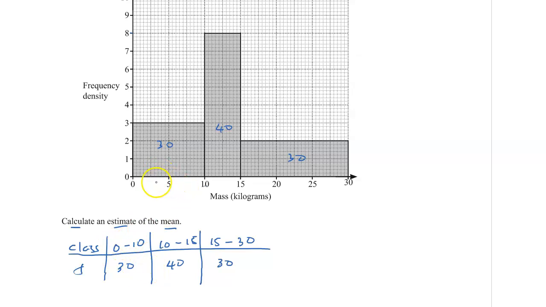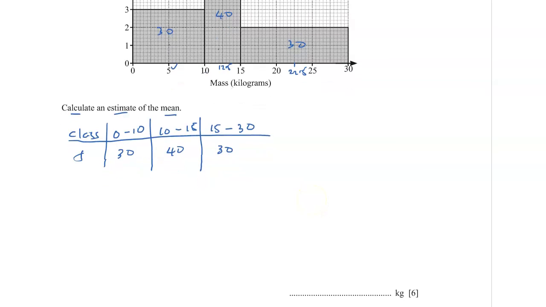So what is the median here? Median here is 5. What is the median here, between 10 and 15? The median is 12.5. The median here is 22.5.